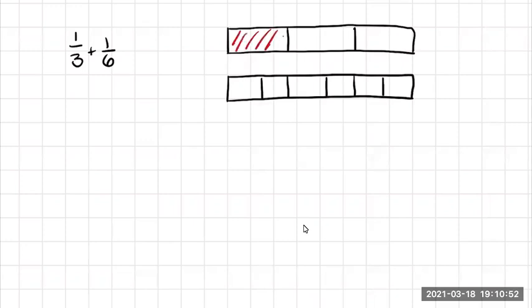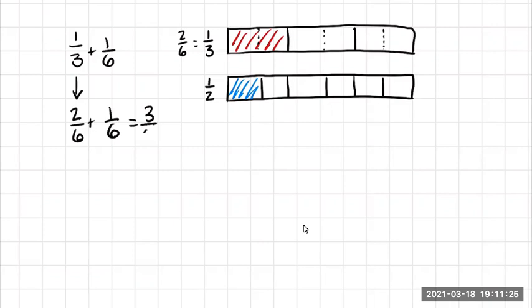So 1/3 plus 1/6. We would decompose our thirds into 2 pieces each because that would give us sixths. So here we've decomposed our thirds and now we have an equivalent fraction to 1/3, which is 2/6. And we can add 2/6 plus 1/6 and we get 3/6.